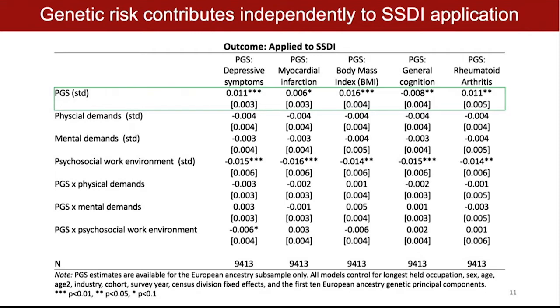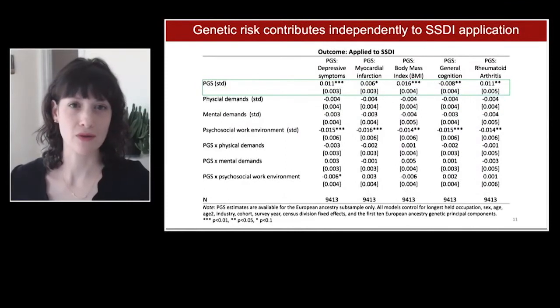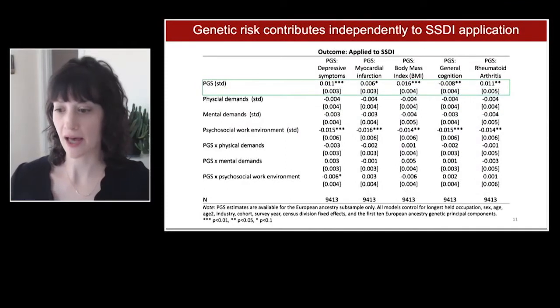So what you can see here is that polygenic scores are associated with application to DI. So for example, a 1 standard deviation increase in genetic risk for depressive symptoms is associated with a 1% increase in the probability of application to SSDI. You do also see here a strong role of the psychosocial work environment, but we don't find that polygenic scores or underlying genetic risk is really exacerbated by job demands. So we don't see any sort of interactive results here on this slide. Next slide.